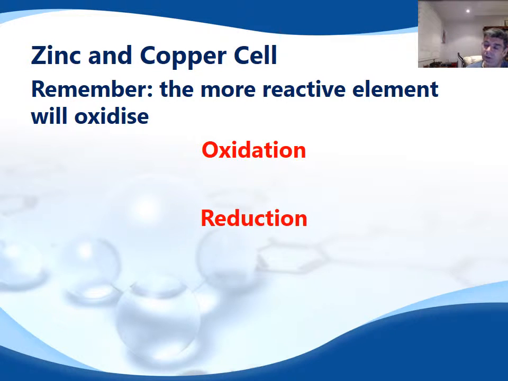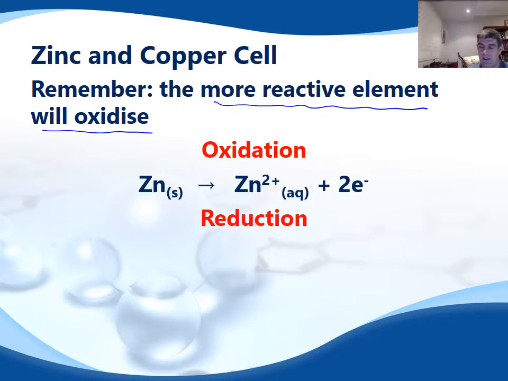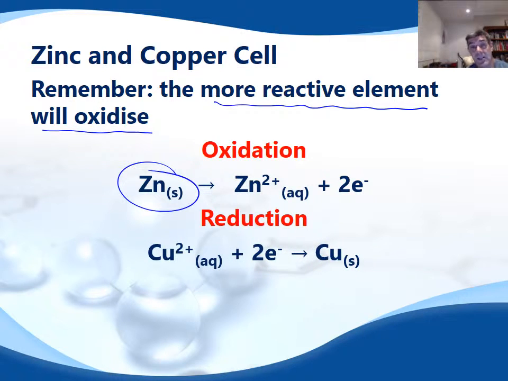So the important thing to remember here is that the more reactive element will oxidize. So therefore, the more reactive element will undergo oxidation. In this case, it's the zinc. The zinc is the more reactive metal, and therefore it's the one that's going to oxidize. The copper is the less reactive metal, and so it is going to come out of the solution and form solid copper precipitate.